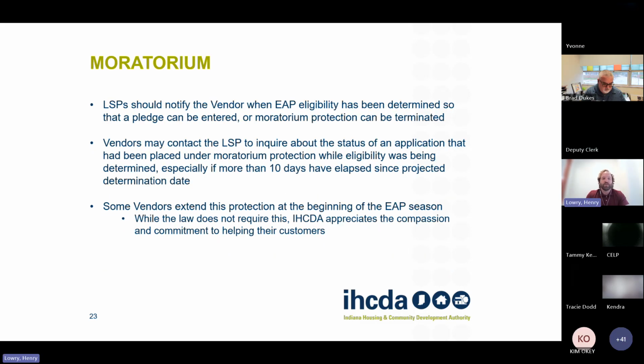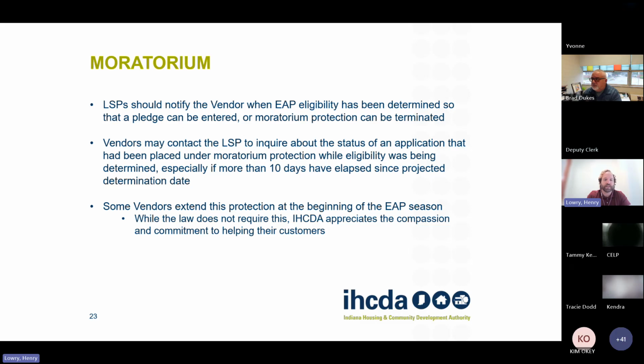So our agencies should be notifying vendors when EAP utility has been determined so that a pledge can be entered or moratorium protection can be terminated if they are deemed ineligible. Vendors may contact the LSP to inquire about the status of an application that has been placed under moratorium protection while the eligibility was being determined, especially if more than 10 days have elapsed since the projected determination date.